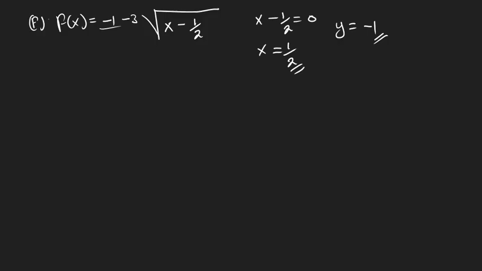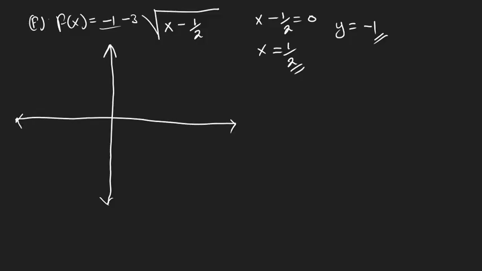Okay, so I'm going to plot this. So where is my x? It can be here, so this is going to be 0.5, and then I can have -1 somewhere here. So to plot this, I will have this particular point here, like that.